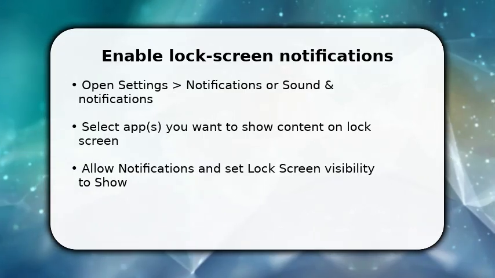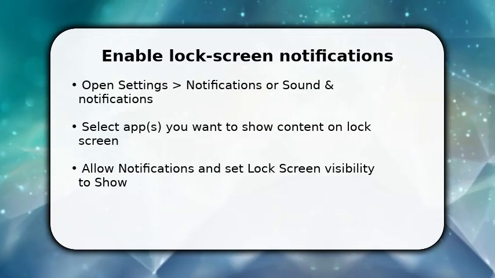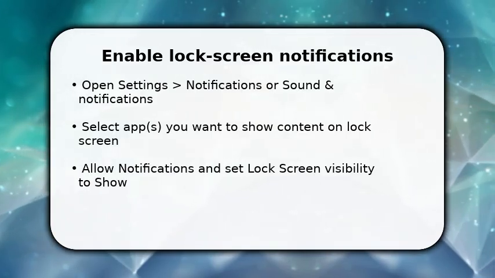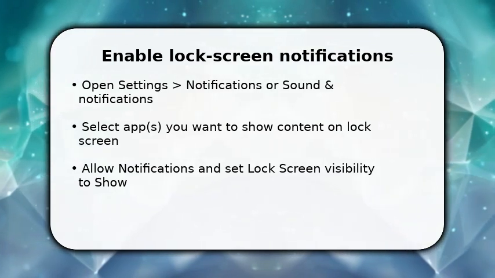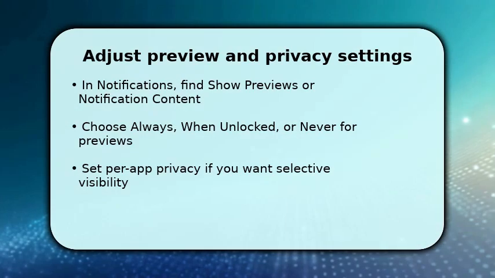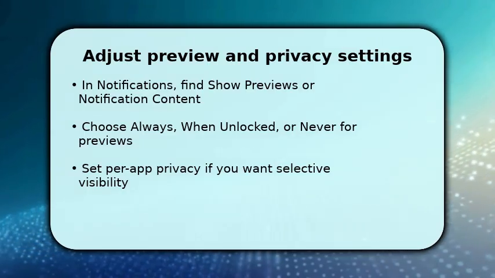This step ensures messages arrive. Without it, nothing will appear. If prompted about sensitive content or private mode, choose the option to show full content to view message previews on the lock screen. Next, control whether notifications display full content or just the app name.